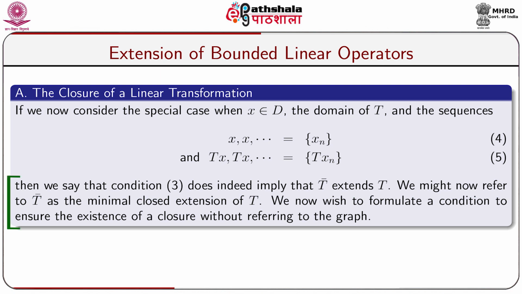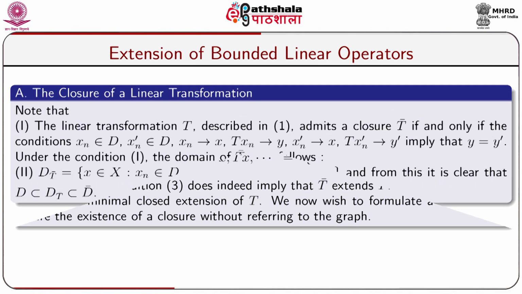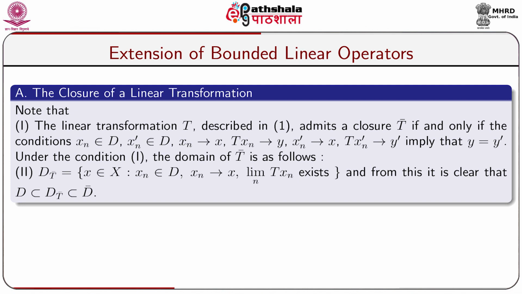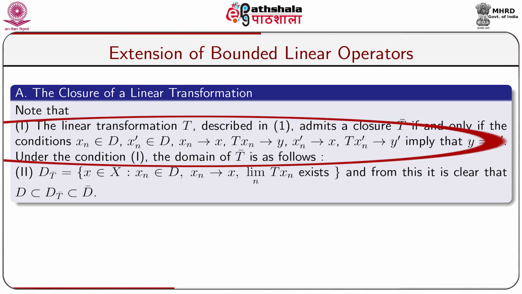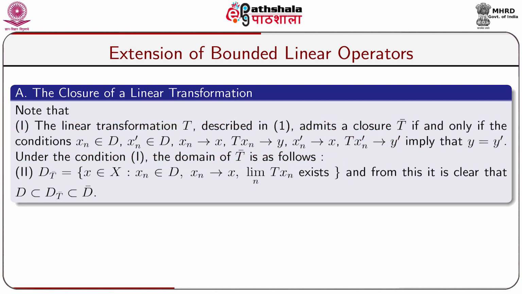We now wish to formulate a condition to ensure the existence of a closure without referring to the graph. Note that the linear transformation capital T described in equation number 1 admits a closure T bar if and only if the conditions xn belongs to D, xn dash belongs to D, xn converges to x, Txn converges to y, xn dash converges to x, Txn dash converges to y dash, imply that y equals y dash.